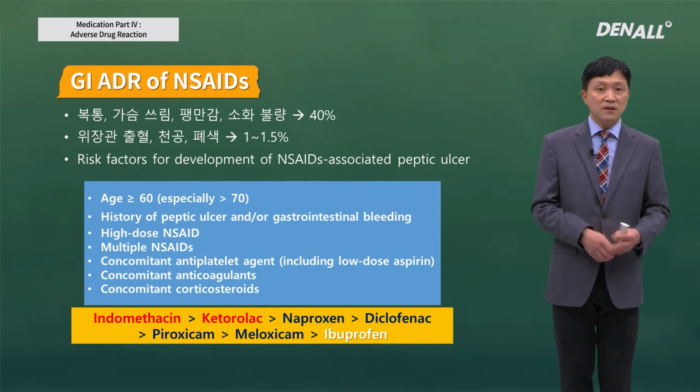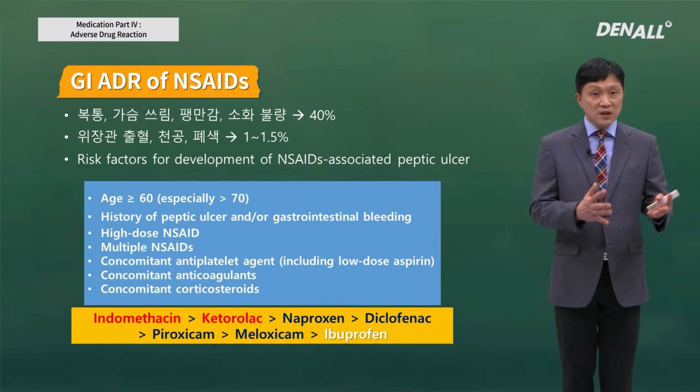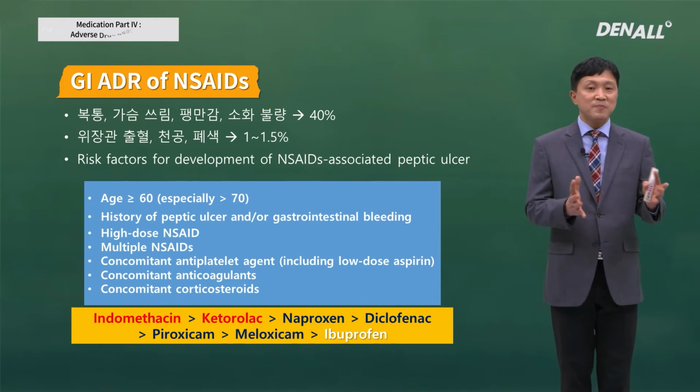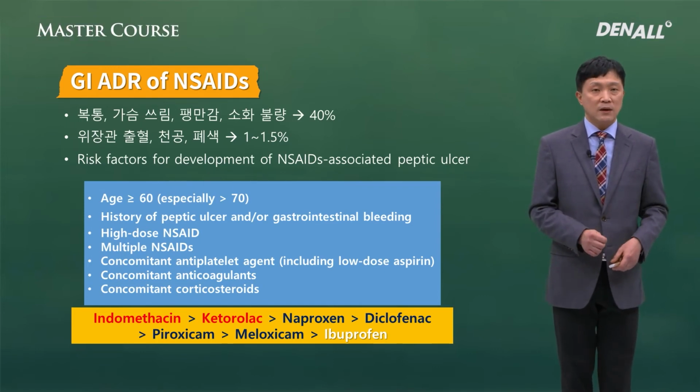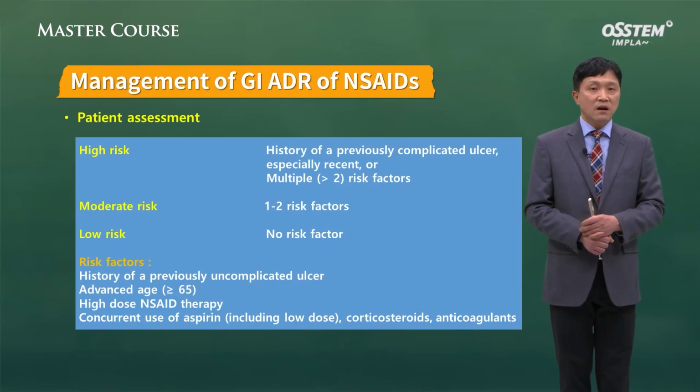So if you want an NSAID that is safe, you need to go toward ibuprofen, but it has a short half-life, so it should be taken frequently, as I said before.